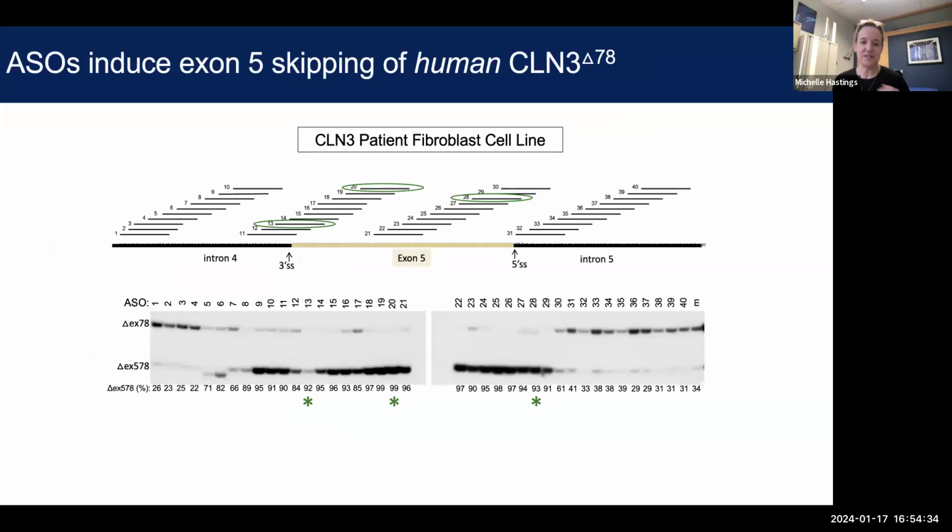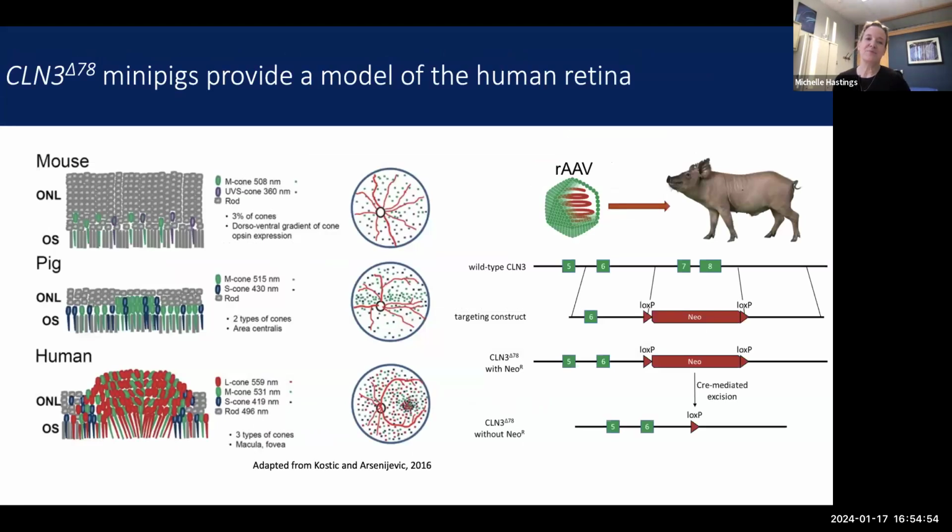And then we also screened for the human ASOs, targeting the human gene in patient fibroblast cell lines, and found a lot of oligos that do skipping. So here's the full length and the skipped. So we have a lot of really active oligos. We moved into a pig model. Our collaborators at Sanford Research had made a pig model with the mutation, the Delta 7-8 in pigs. And we really like this model for a number of reasons. First of all, we can screen some of the human ASOs in pigs because they're more conserved than mice.